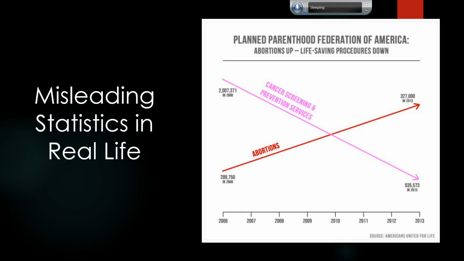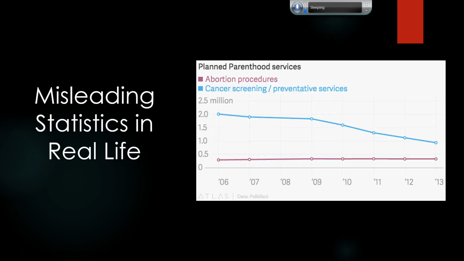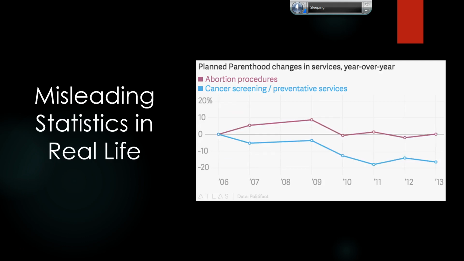We didn't see that the cancer screening and prevention services was so much more. Even though if you look at the numbers on that purple line on the left-hand side, you'll see 2 million down to 935,000, it looks like it's on the same exact scale as the abortion services, which is just under 300,000 going up to 327,000. So that's a misleading scale. In the next slide, we get to see a better example of that scale. And in the third slide, we get to see that scale relative to the 0 point.